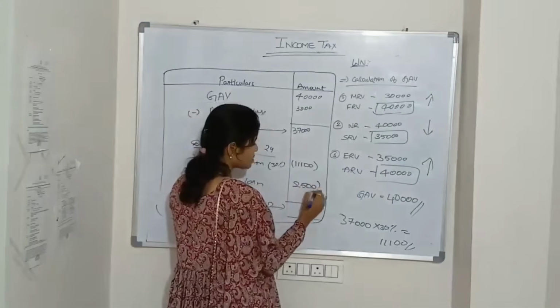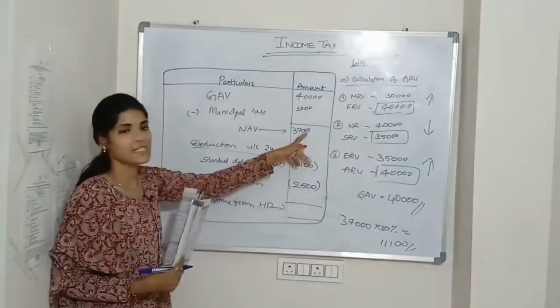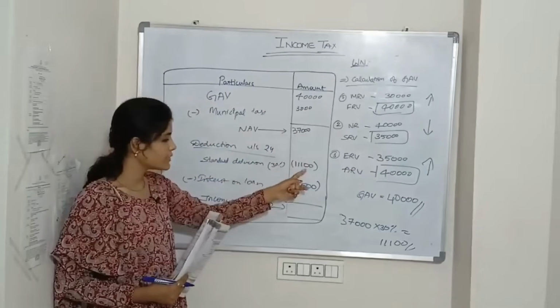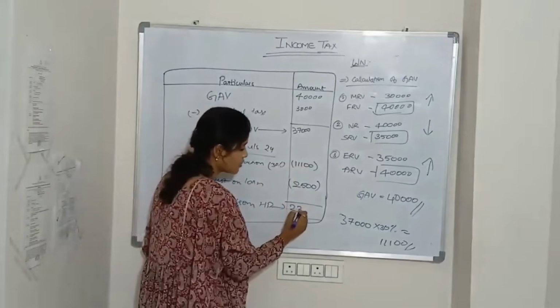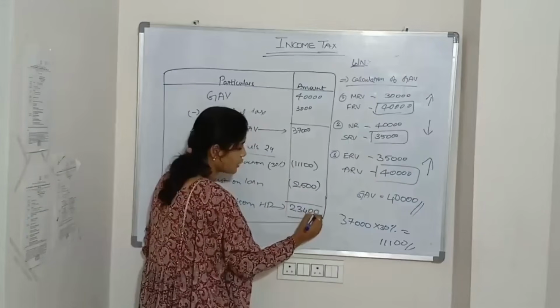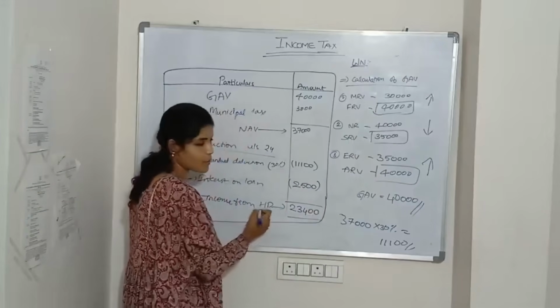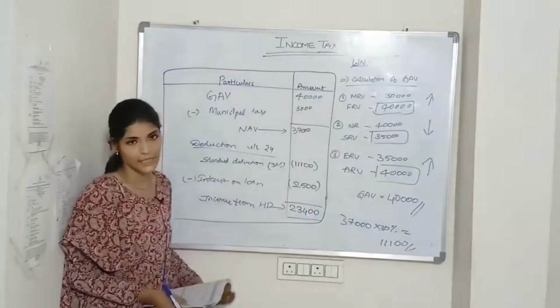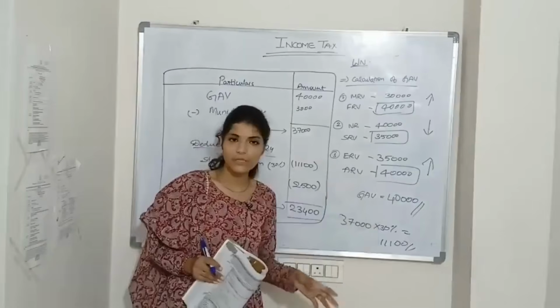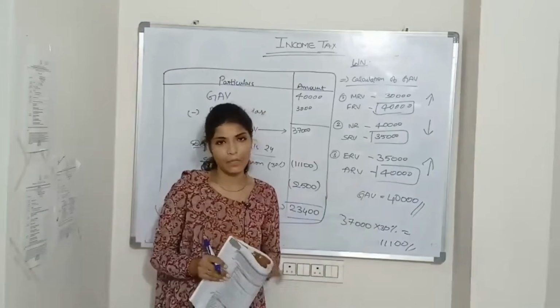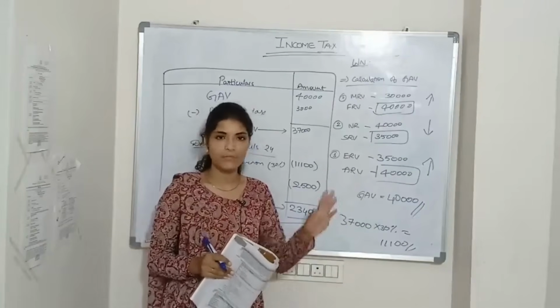2,500. So you need to deduct this as well. From 37,000, if you deduct these two amounts, you will get 23,400. That is called income from house property. HP means house property. Same like that, you need to do it for house number 2 and house number 3. Same format, everything will be the same.